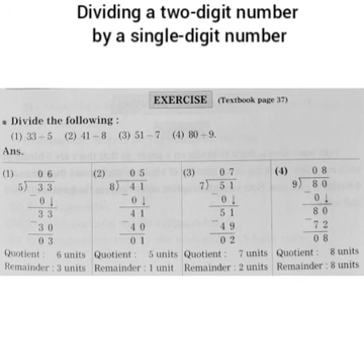It makes 41. 8 fives are 40. 41 minus 40 is equal to 1. The quotient is 5 units and remainder is 1 unit.